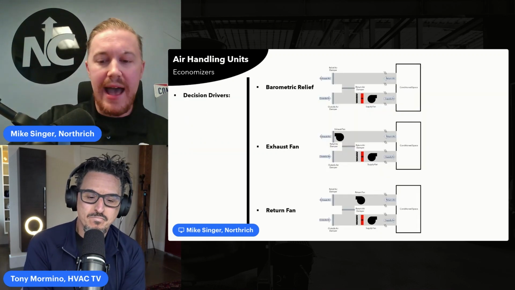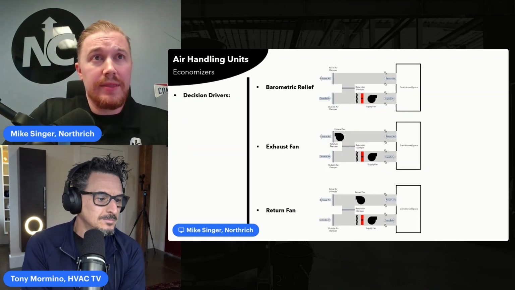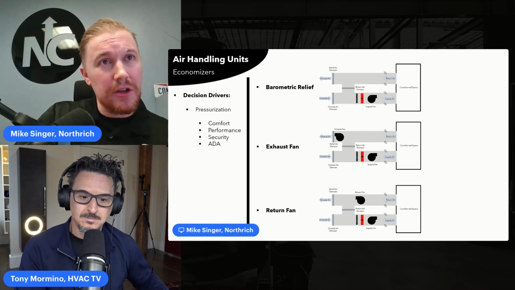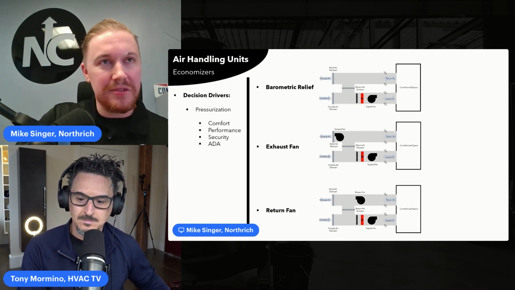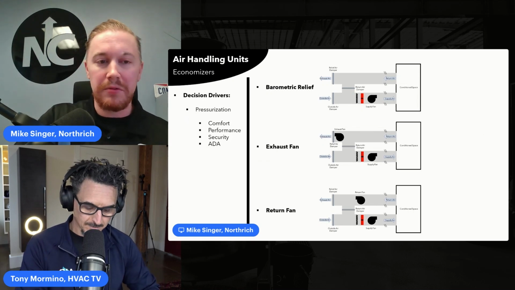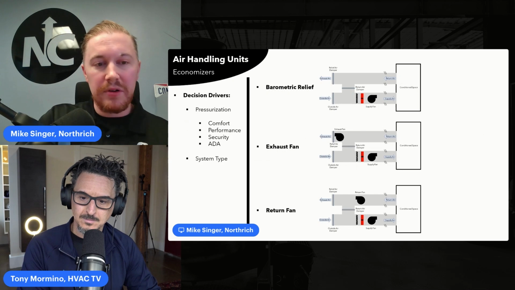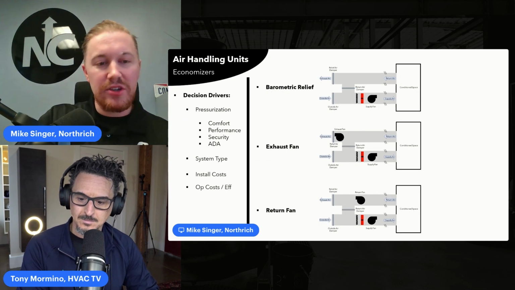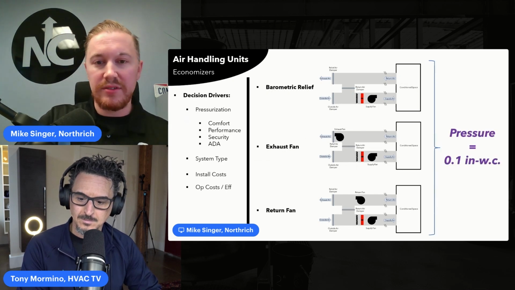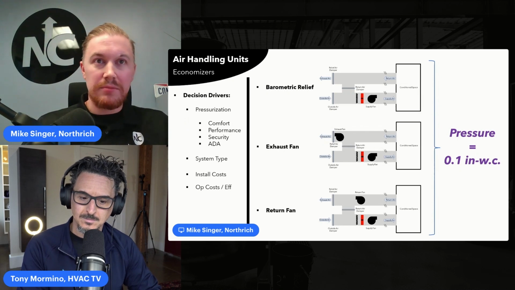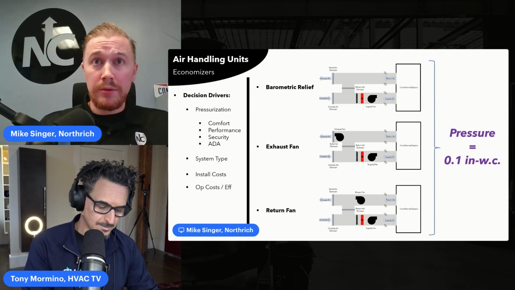Okay. So how do I decide between these if I'm the specifying engineer? What are the decision drivers? Really, they're pressurization. Pressurization can affect a number of things: comfort, performance, security, American with Disabilities Act. We can affect a number of things: system type, installation cost, operational cost, and efficiency. All of those are decision drivers, but pressurization being, in my opinion, the most important.